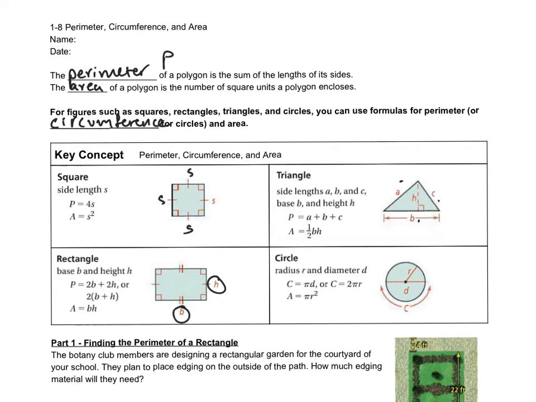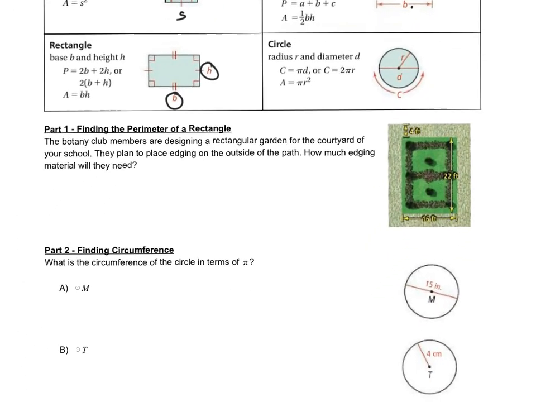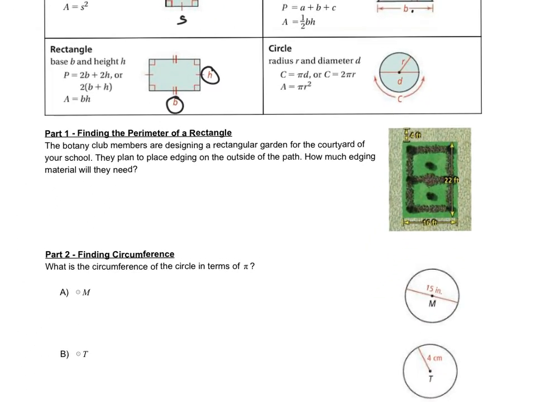Now let's go ahead and look at some of these examples. In part 1, the botany club members are designing a rectangular garden for the courtyard of your school. They plan to place edging on the outside of the path. How much edging material will they need? Here we're given the dimensions of our garden, and it is 16 by 22. And then there's a 4-foot boundary along the edge.